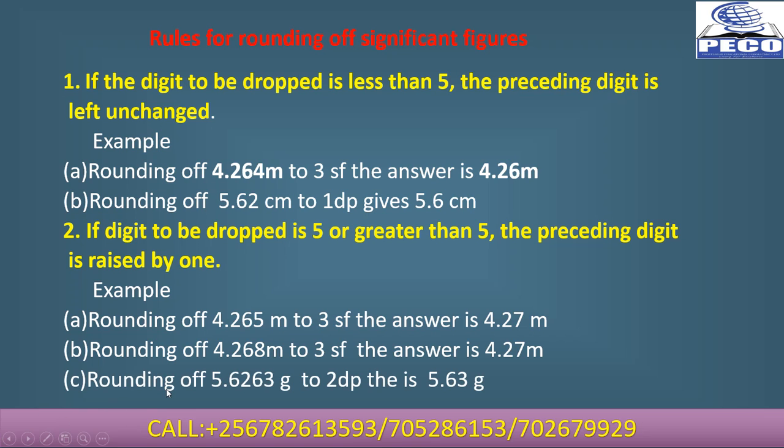Okay, rounding off 5.6263 grams to 2 decimal places. Again, we look at 2 decimal places, 1, 2. The value next is 6. This 6 is greater than 5, so we raise this value by 1, and we get 5.63 grams. Hope that is how we shall be rounding off.